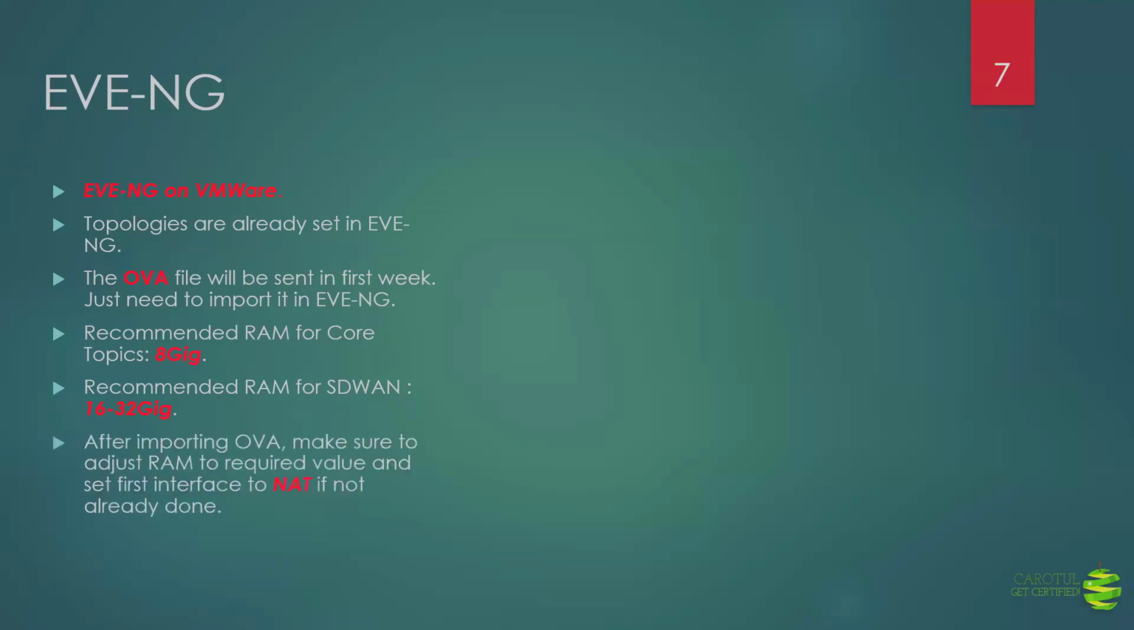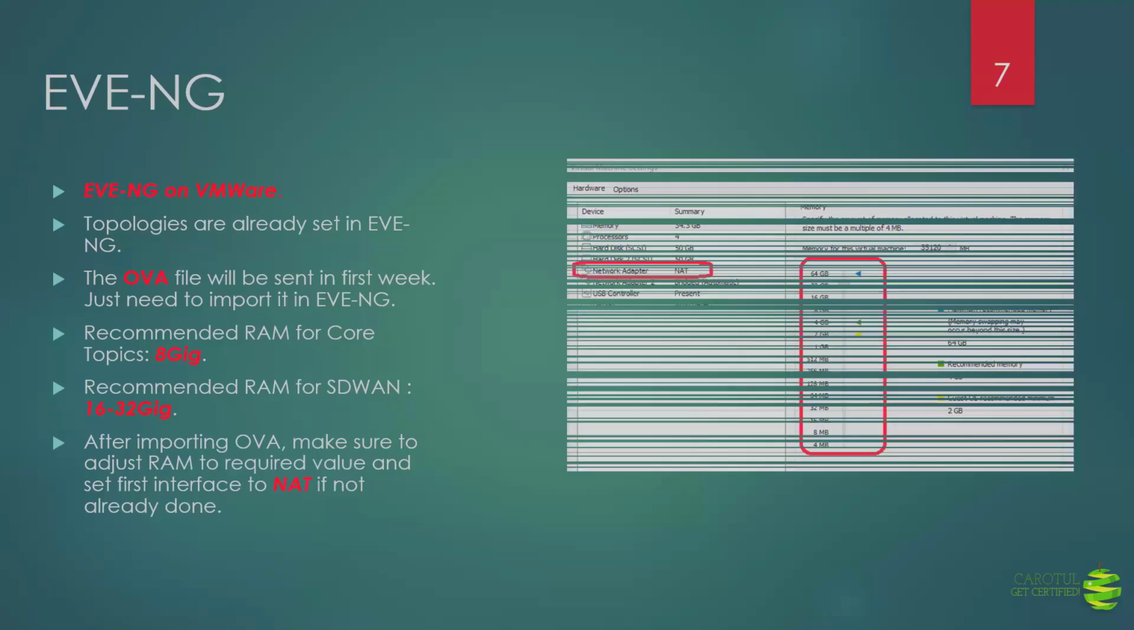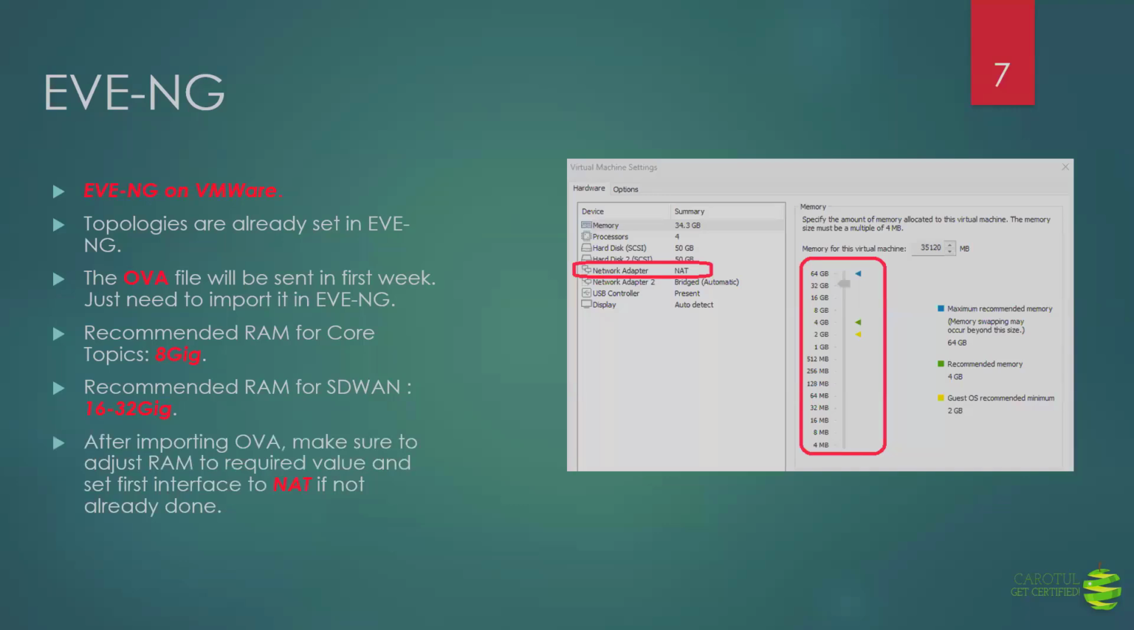So the OVA that I sent you, you need to import it into VMware and you need to set the RAM according to how much RAM you have. And also the network should be set to NAT. When you go to the settings of your EVNG, which you imported, you will see a network adapter part, and that must be set to NAT so that you can get an IP address to open in the browser to start using EVNG.